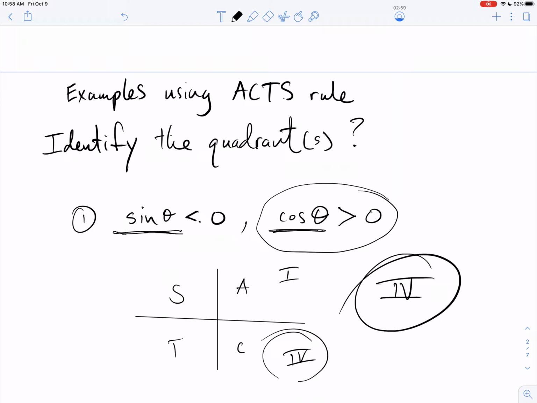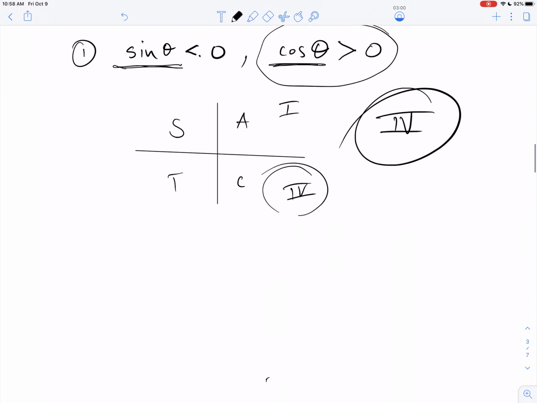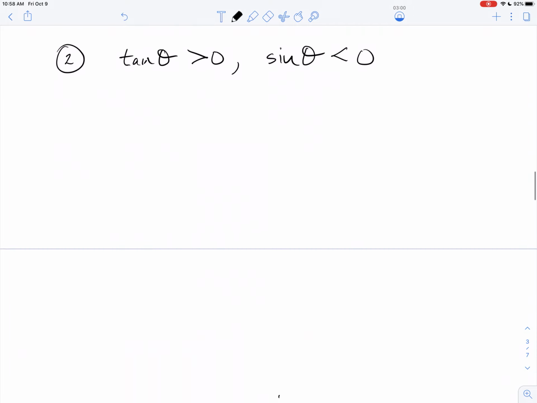Let's play with another one. Let's go to the next question. So here's the next question. It says, the tangent of this angle, tangent theta, is greater than 0. So tangent's positive. So let me stop for a second here, put the brakes on.